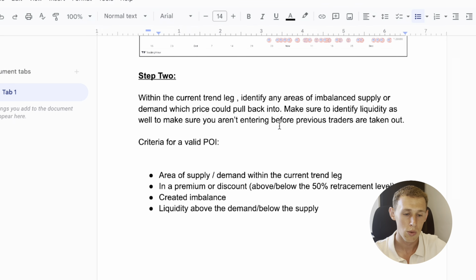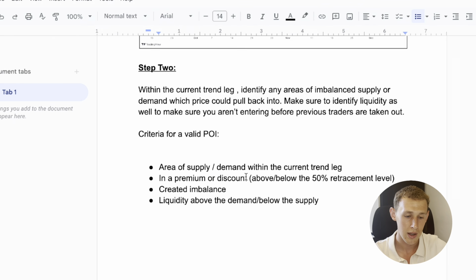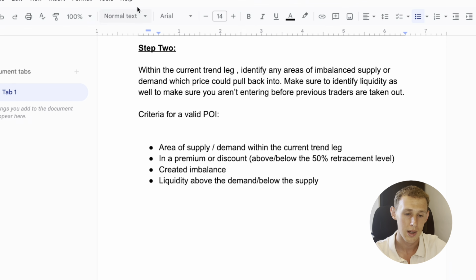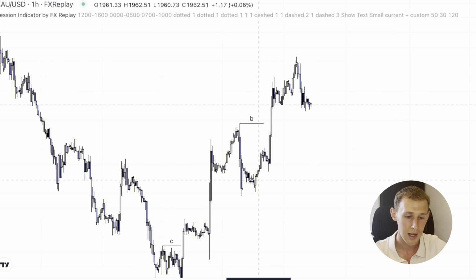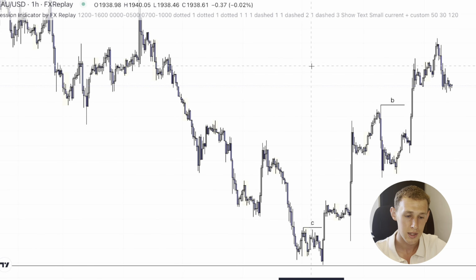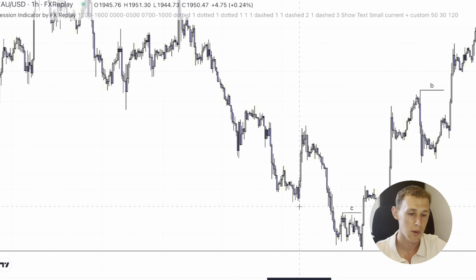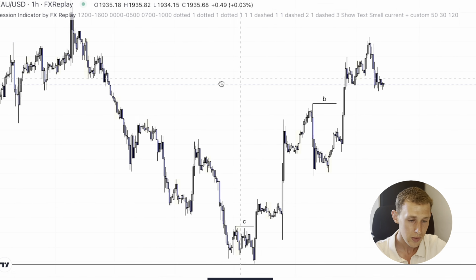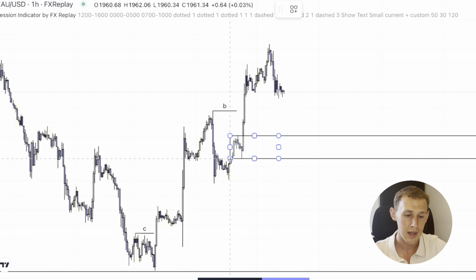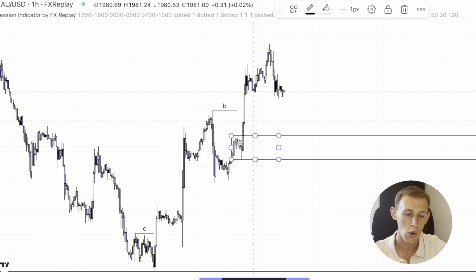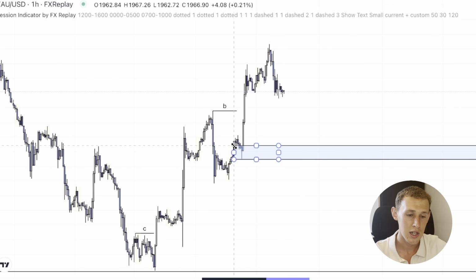And very simply, all we're going to do is look at the current trend leg between the low and the high, or if you're in a downtrend, between the high and the low, and look for any areas of imbalanced demand in this region. In this case, we have this area of imbalanced demand. You could of course refine it to this single candle, but for me personally, the area of demand is classed as the whole region that initiated the volume.